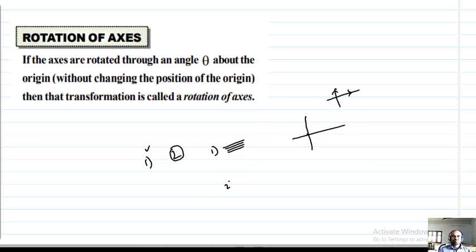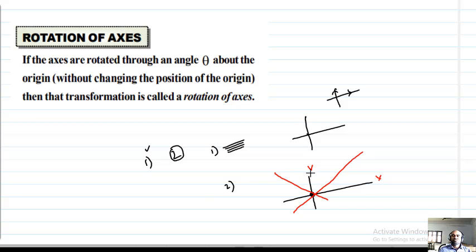Now today's concept is the second type of transformation, called rotation of axis. What will we do in rotation? In rotation, without changing the position of the origin, we change the direction of the coordinate axis. For example, the black one is the x-axis and this is the y-axis. Now this becomes the new x-axis and this becomes the new y-axis.